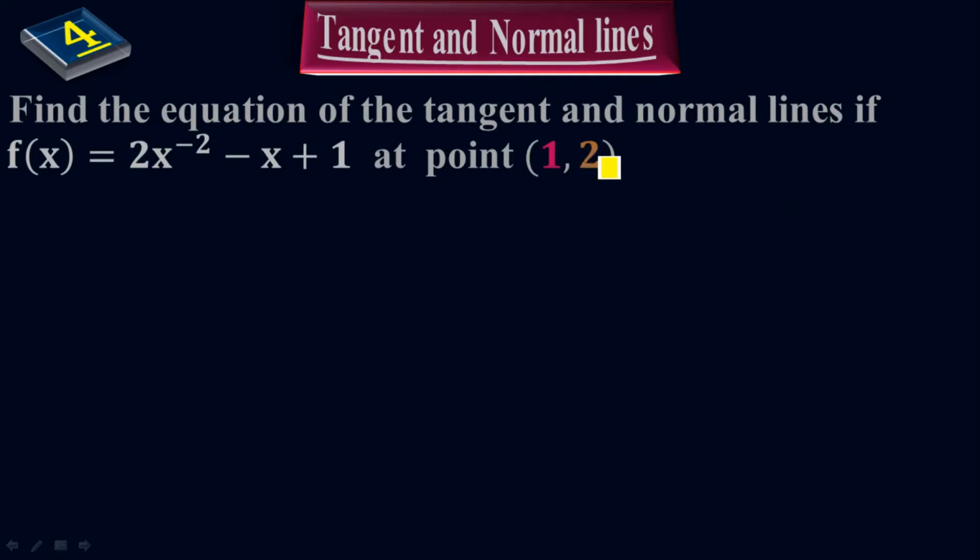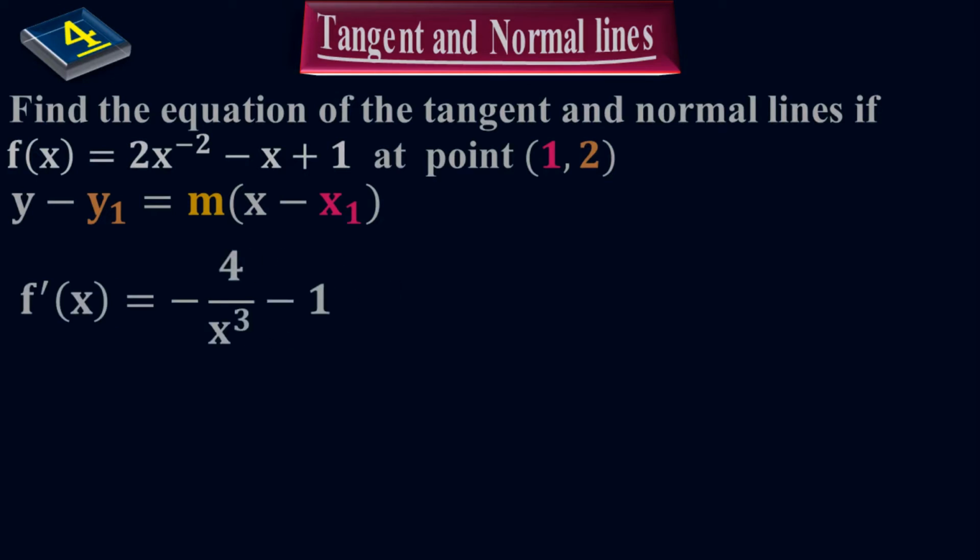which is (1, 2). I need three things: x sub 1, y sub 1, and the slope of the line, which is m. When you look at the statement, two parameters have been given here, which are x sub 1 and y sub 1. But I don't know the slope of the line, which is m. So to find the slope of the tangent line, take the derivative of the function, which is negative 4 over x cubed minus 1. This is the derivative of f of x.